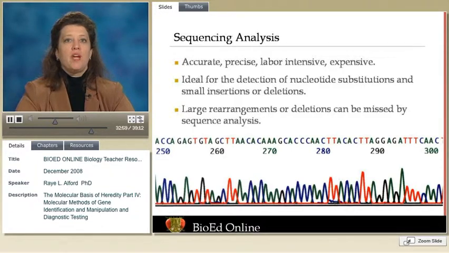Even with recent advances in technology, DNA sequencing is still labor-intensive and expensive. However, unlike some analytic methods such as ASO that can detect only sought-after mutations, sequencing will detect any alteration in the nucleotide sequence of the amplified fragment, provided that the alteration does not interfere with the PCR reaction itself.